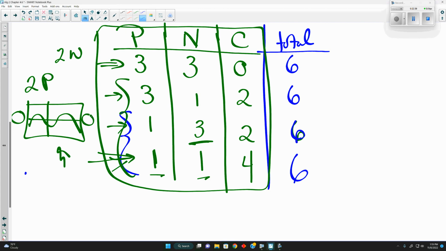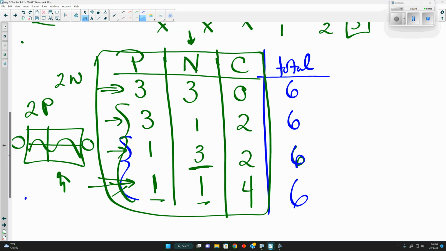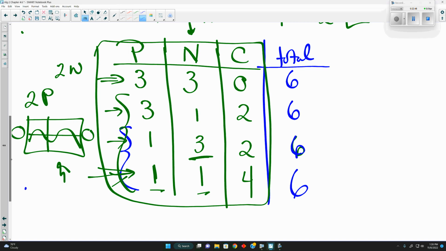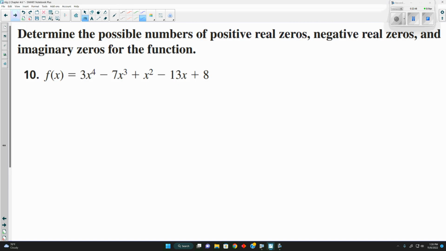Does that make sense? For the most part. So we can use this and the rational zeros to go find the rest, because once we find a certain number of zeros, we can figure out the rest from there. Any questions on any of this here?